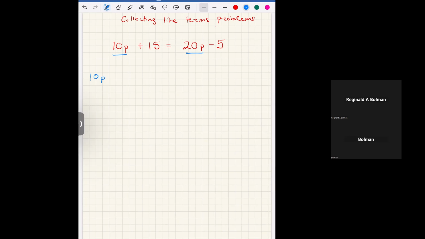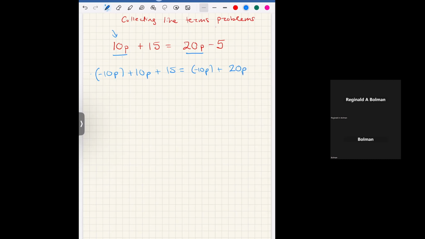So if I wanted to make sure that my p-value wasn't going to be negative, and I saw that there was this 10p right here, I might decide, well, I should probably move this 10p to the other side, from the left side to my right side. And how I can do that is by adding a negative 10p to both sides of my equation. Now for consistency, I'm going to add negative 10p on the left side of my equation.